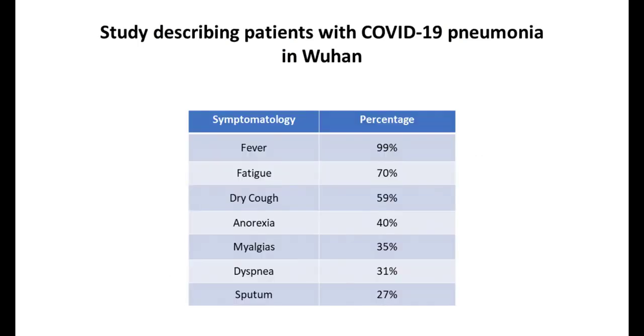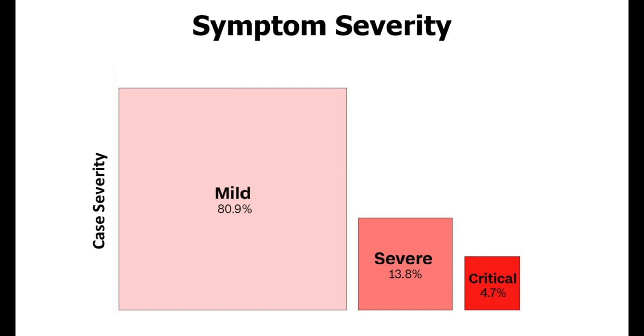Okay, now let's look at the percentage of the population that is experiencing these symptoms. So you can see that 99% of people end up with fever, and 70% with fatigue, 59% with a dry cough, etc. So those are the most common ones. And what's really important about this is that about 81% of people end up having mild or no symptoms. So they won't even know that they have the virus, or they'll feel like they have a cold or something's coming on, and a couple of days later they'll be fine. About 15% of patients end up becoming severe, with 5% being critical.